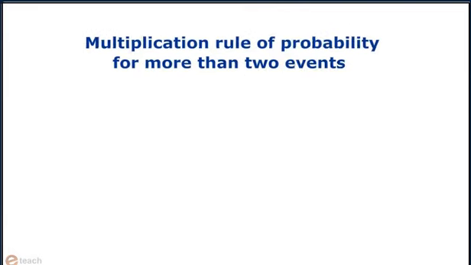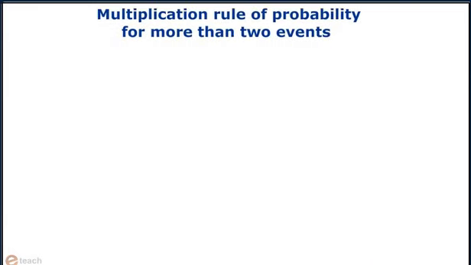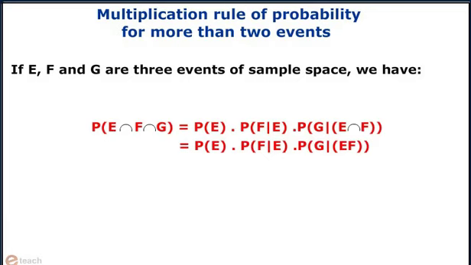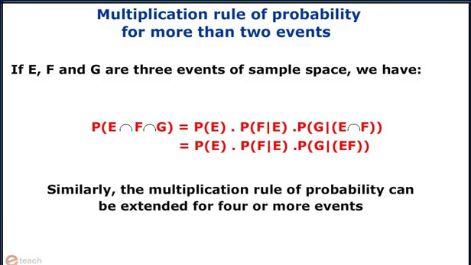Multiplication rule of probability for more than 2 events. If E, F and G are 3 events of sample space, then we have probability of E intersection F intersection G equals probability of E times probability of F given E times probability of G given E intersection F, that is equal to probability of E times probability of F given E times probability of G given EF. Similarly, the multiplication rule of probability can be extended for 4 or more events.